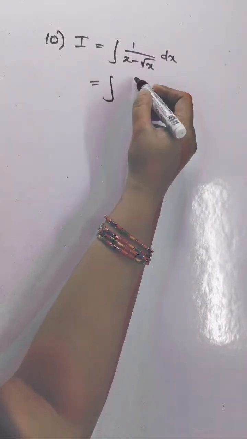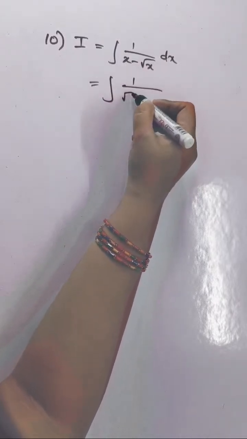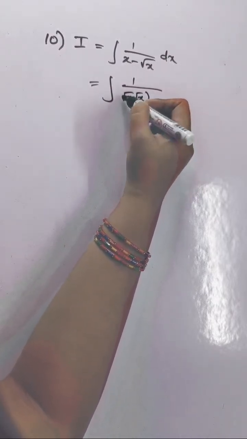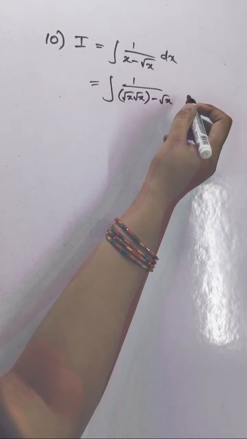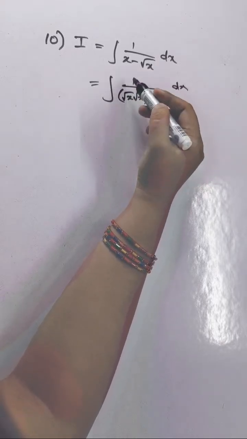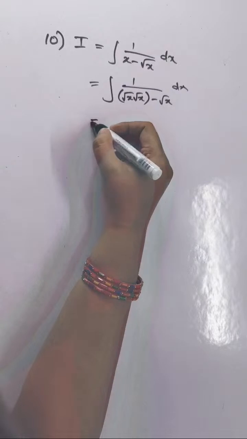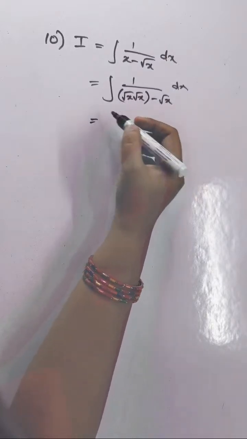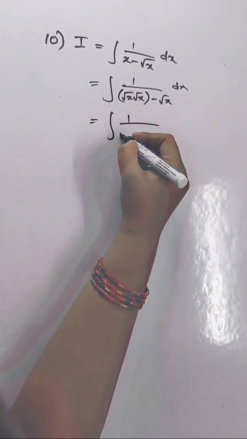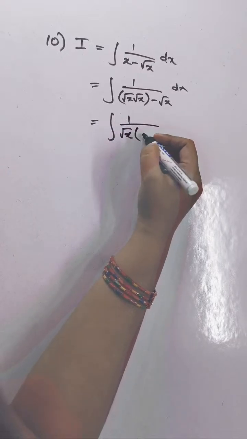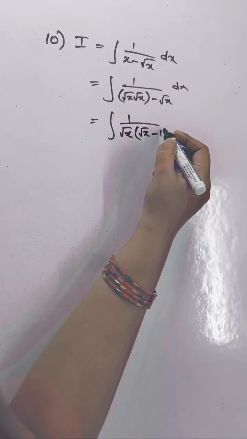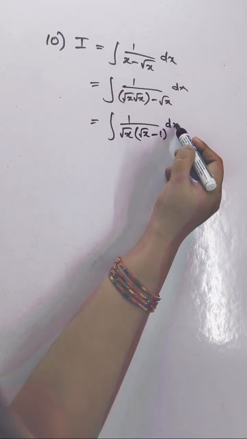So before that, can we write this x as root x into root x? You will get the same term, right? Root x into root x is x, isn't it? So now in both the terms can I take root x as common? So when I take root x as common, what I'll get? Root x minus 1 dx.